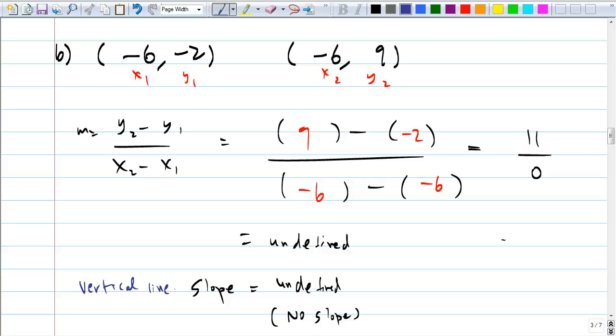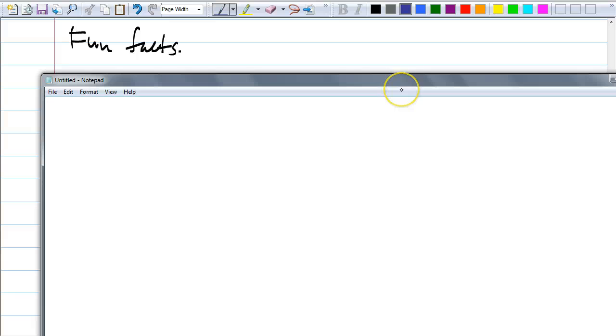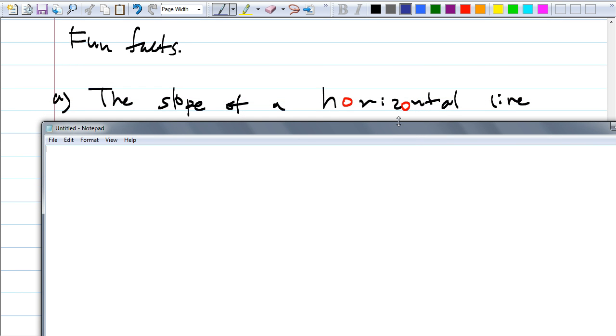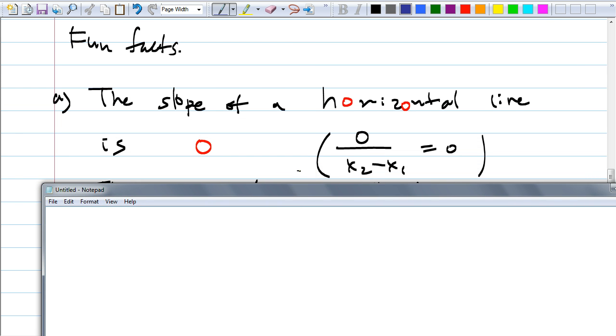So write this down. I'm going to give you some fun facts about lines. If you have the slope of a horizontal line, by the way, when you spell horizontal, there's a bunch of O's, right? That should kind of remind you that the slope is 0. Does that make sense? Because it's rise over run. For a horizontal line, there is no rise. Therefore, it's going to be 0 over x sub 2 minus x sub 1, right? Because on the numerator, those y's are going to be the same numbers, correct? For a horizontal line.